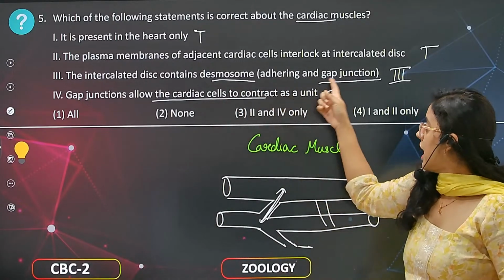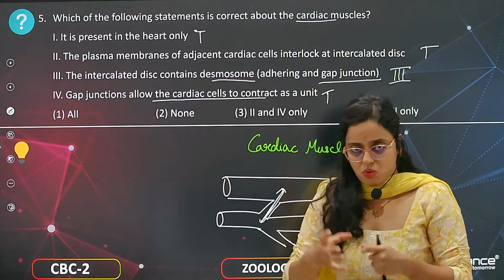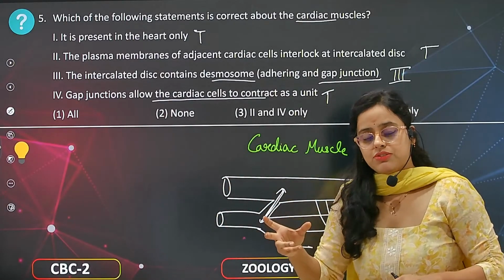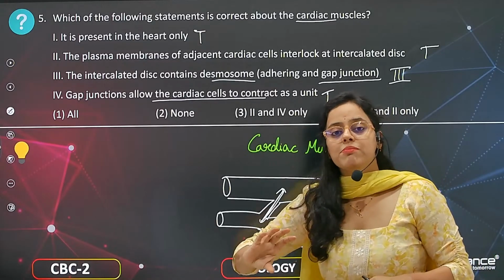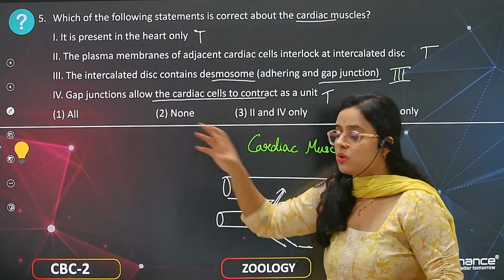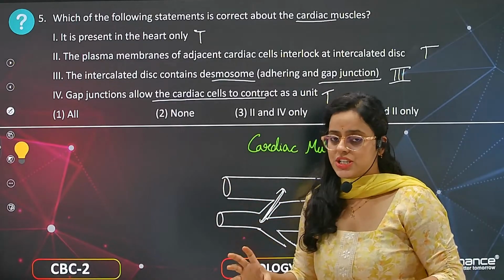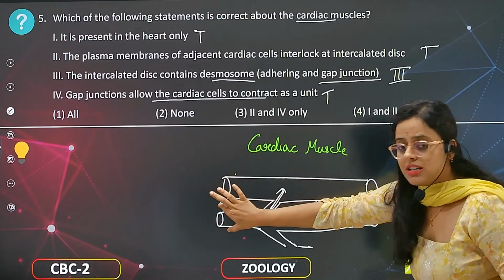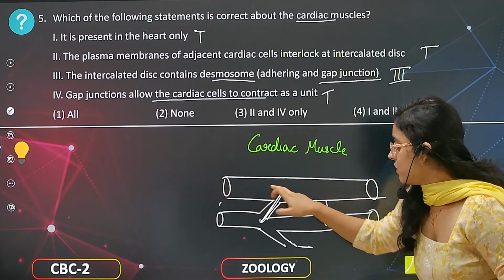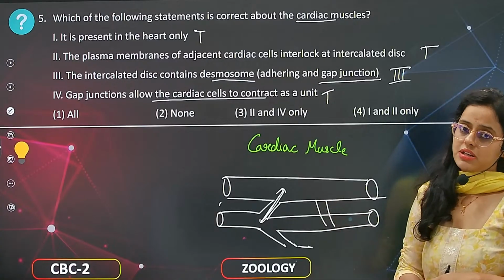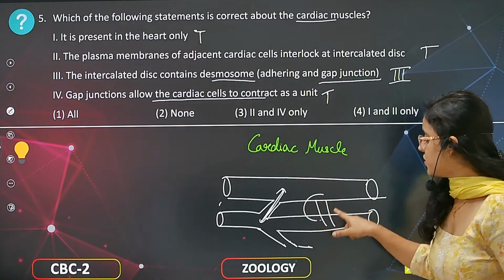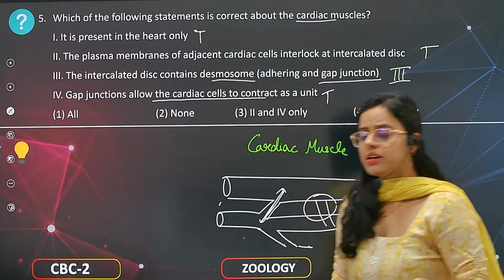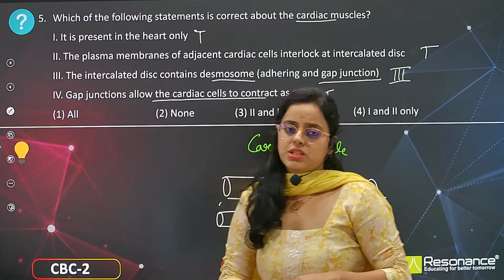These adhering and gap junctions mean they keep the cells very close, and the gap junctions allow the passage of impulse in the form of ions, as they have sodium potassium pumps. Okay, so the ions can be clearly exchanged, and if this muscle is in contraction, the second muscle will also be in contraction. Why? Because they are connected with the channels. Okay, these channels are gap junctions or intercalated discs that they have. So all the statements are correct. So here our answer is going to be the first one.